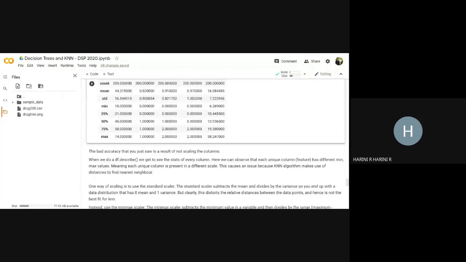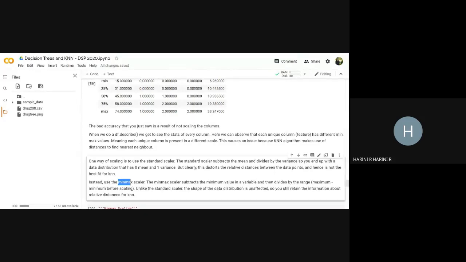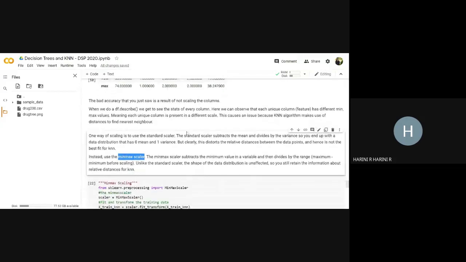We have different techniques. We have elaborated quite a bit over here, so please take a read at this after this session. But today we'll be using this min-max scaler. There are different other scalers, like the standard scaler and so on. I'll not get into too much detail about what they are.